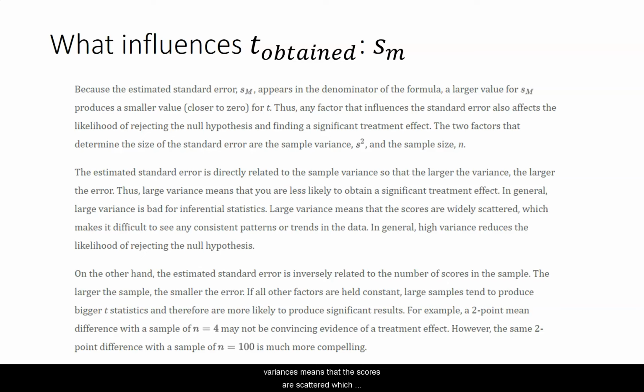Large variances means that the scores are scattered, which makes it difficult to see any consistent patterns or trends in the data. Conversely, the estimated standard error is inversely related to the number of scores. The larger the sample, the smaller the error. It kind of almost makes sense experientially. All other factors held constant, large samples produce bigger t statistics and therefore are more likely to produce significant results. For example, a 2-point mean difference with a sample of 4 may not be convincing evidence of a treatment effect. Of course, that sample of 4 could have wound up that way by chance. Much more likely with a sample of 4. However, that same 2-point difference with a sample of 100 is much more compelling. It just makes me much more convinced, and the math tends to bear that out.